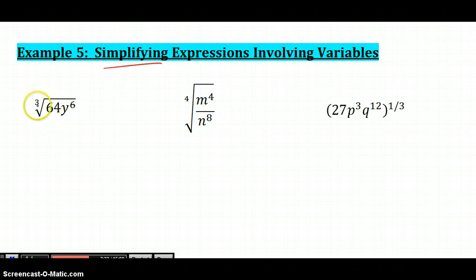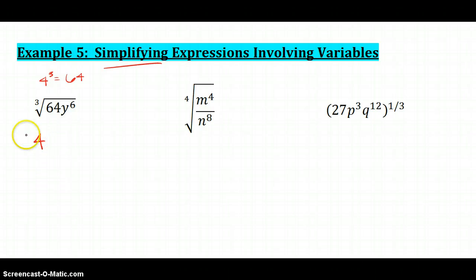And you're going to simplify this, so you're asking yourself, is there anything times itself 3 times that goes into 64? Well, I know that if I take 4 times itself 3 times, that gives me 64. So the cube root of 64 is 4. So I'm just going to take this in pieces. So that's done. The 64 is done.